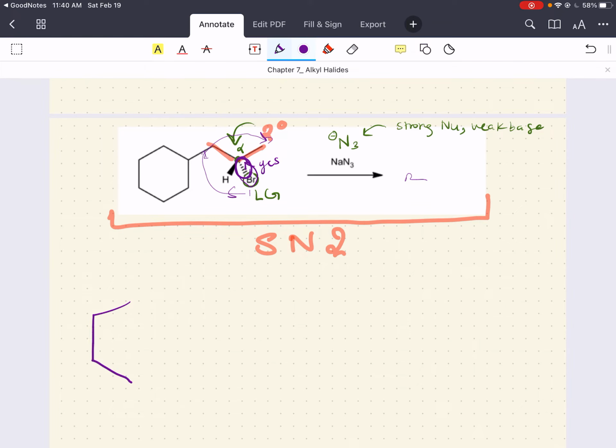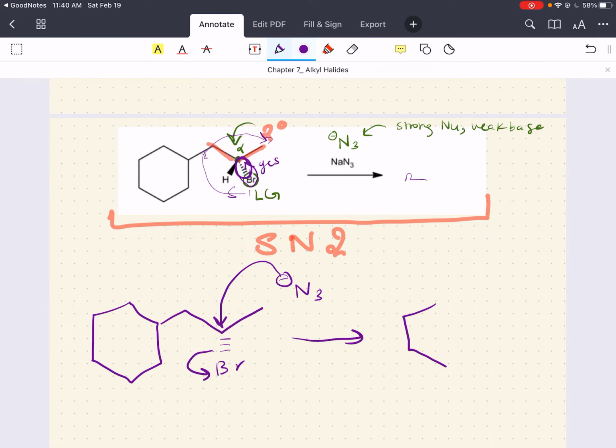So we're going to draw this really quickly. Here's our bromine. Here's our nucleophile. Strong nucleophile, weak base, going to attack the carbon. The halogen leaves, and now our final product is going to look like this. And our bromine has left the chat. Fantastic. So that's how you want to approach these kinds of problems.